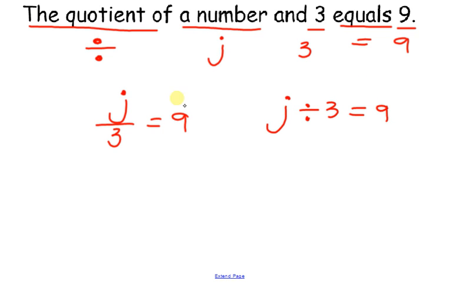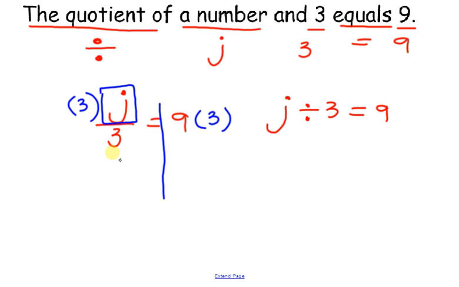In this case, I think I'm going to use the fraction bar one since I used the other one in the last example. So I'm going to put a box around the variable. I look and see that the 3 is being divided, and the opposite of division is multiplication. So I'm going to multiply by 3, and whatever I do to the left, I do to the right. The 3's cancel out, and I'm left with J equals, and 9 times 3 is 27.